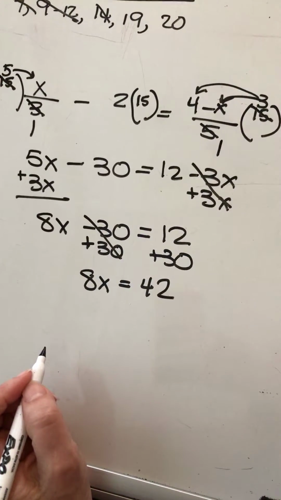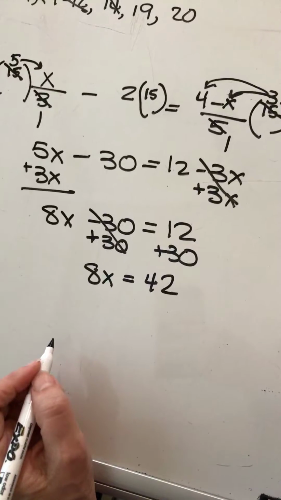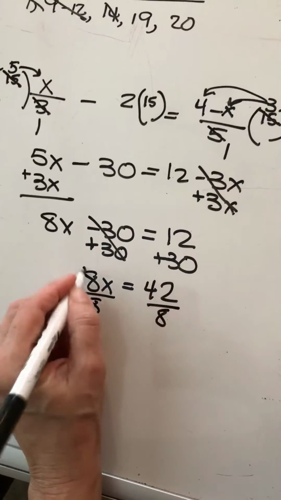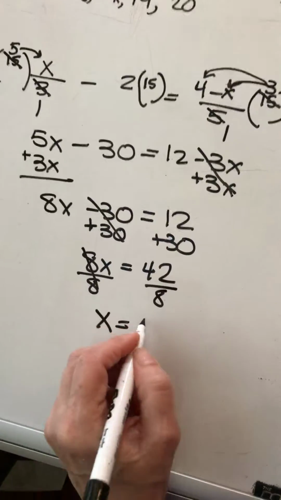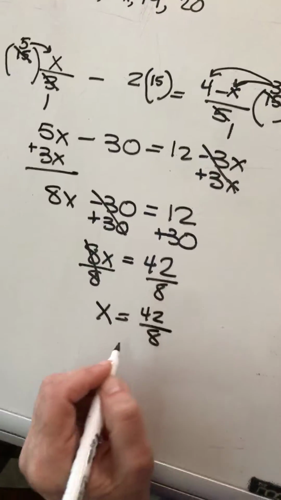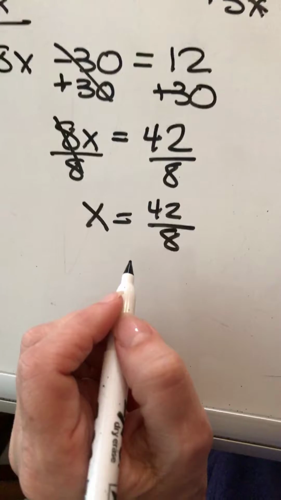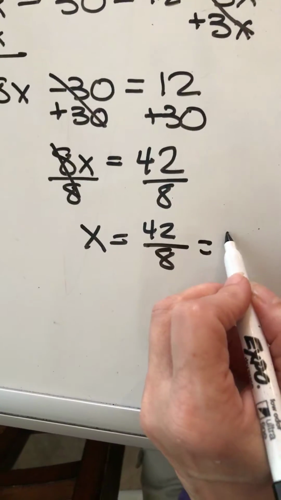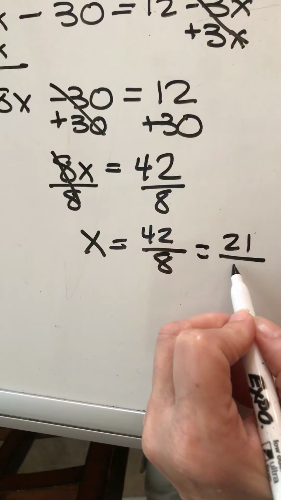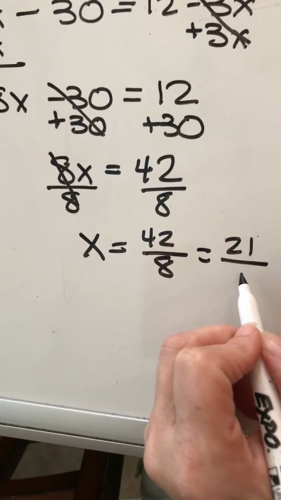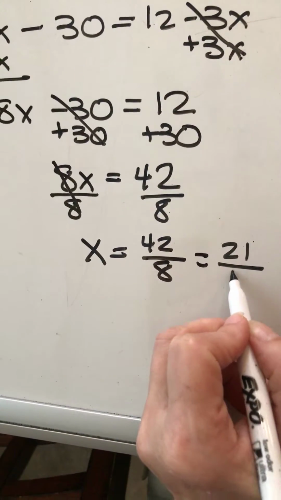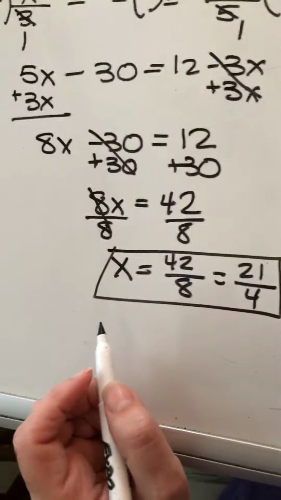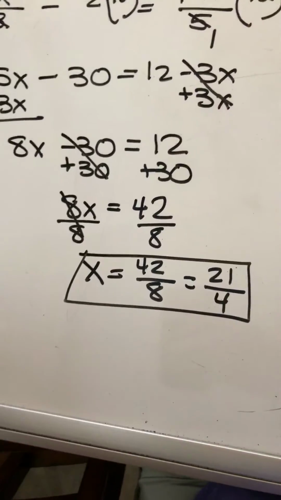Just making sure I did all my math right. I divide by 8 on both sides. X equals 42 over 8. It can be simplified. I know both are divisible by 2. That would be 21 over, by 2, divisible by 2. That would be 21 over 4. That is the value of x for number 19, 21/4.